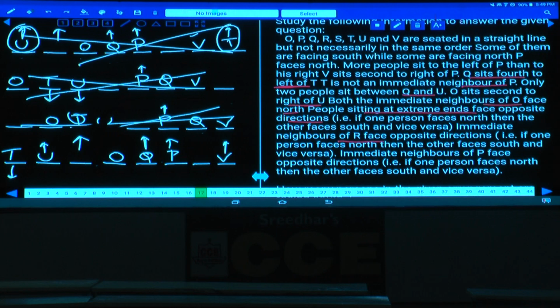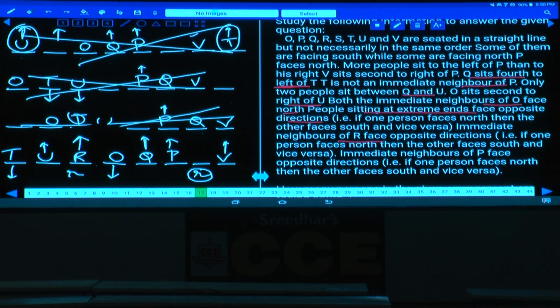As immediate neighbors of R are facing opposite direction, then R can be either here or here. Out of which tell me whether R can be here. If R is here, immediate neighbors of R are facing towards the same direction. But whereas here immediate neighbors of R must face opposite direction, here it must be R. As R is here, O must be facing towards south.